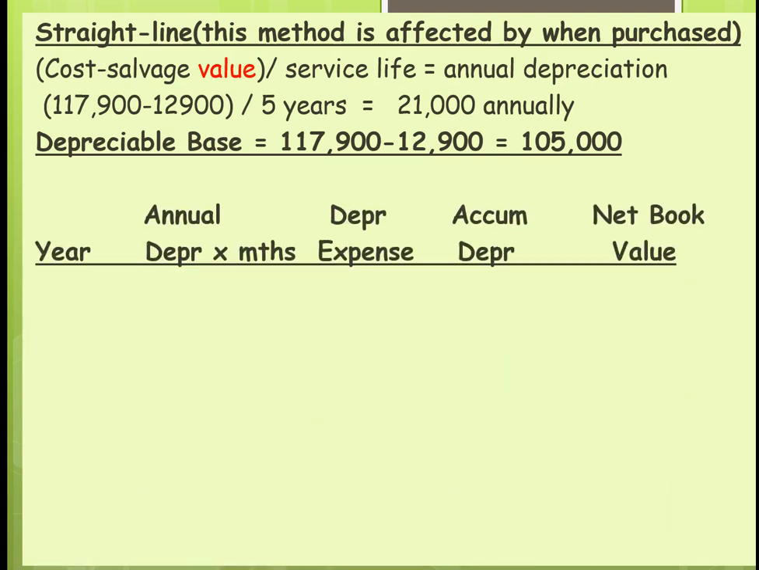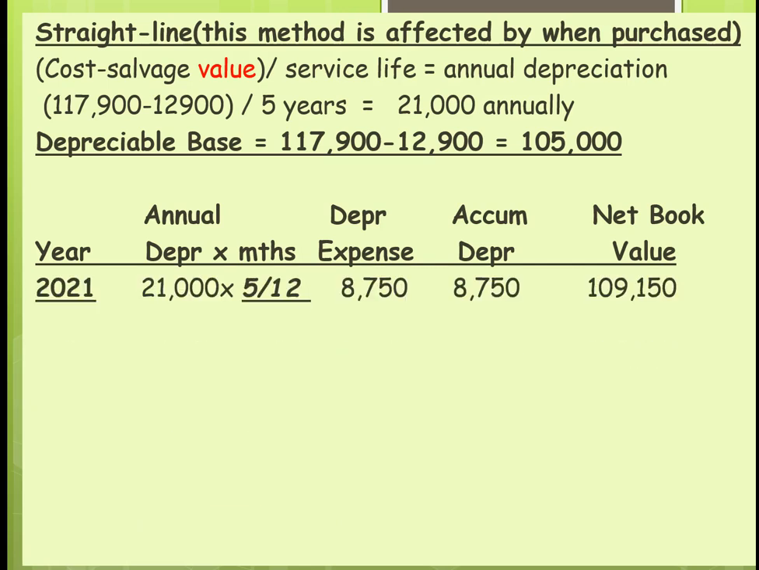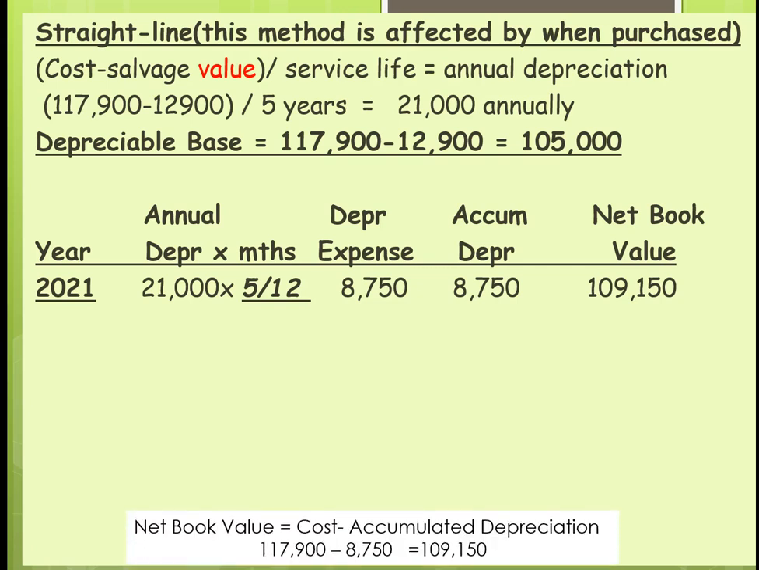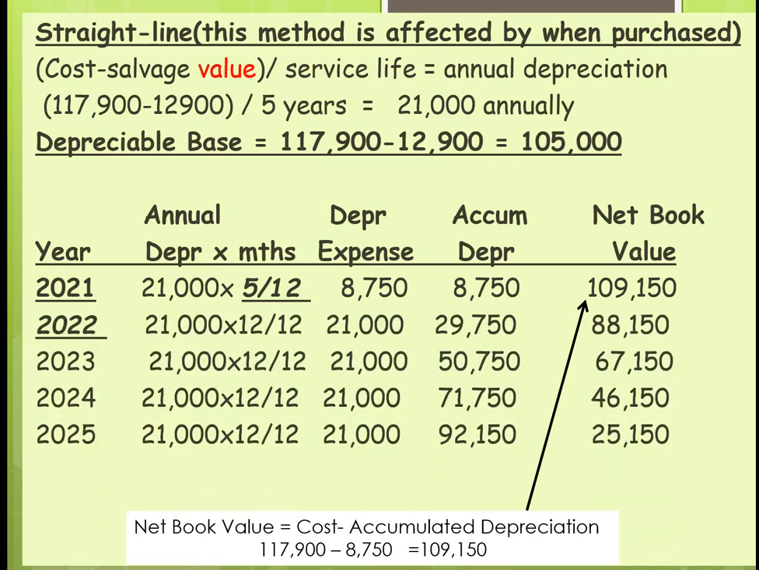So now we come up with a little schedule that I use. The first year, since it is a partial year, we're going to take that 21,000 times 5/12, and that gives us our first year depreciation. And we have the net book value. I always like to keep track of that because remember, we cannot write off more than 105,000. So now I do my next 4 years, which are whole years, at 21,000.